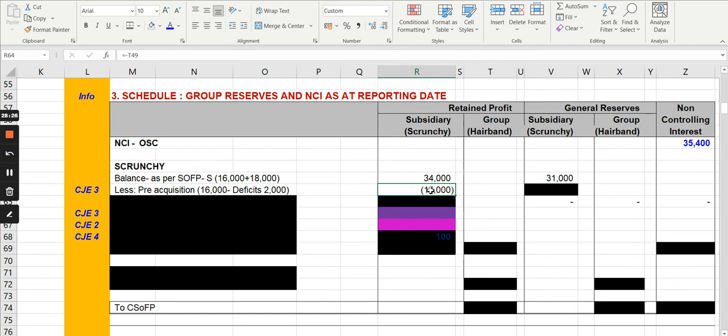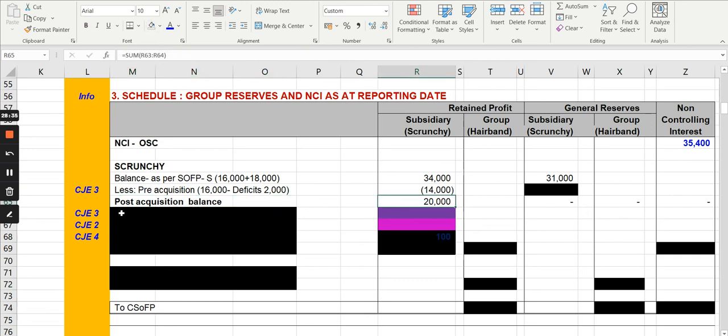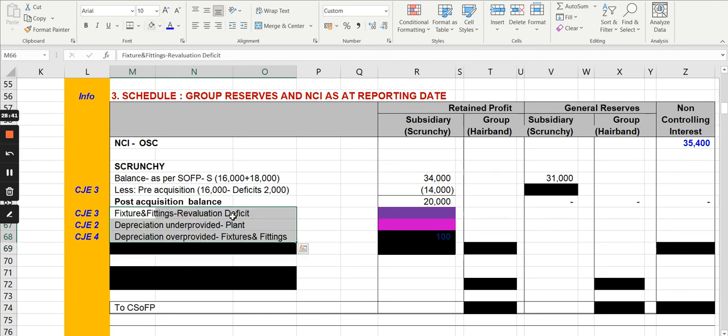So that will become 14,000. And now you have the post-acquisition profit balance here to be 20,000, and you will proceed with the adjustment on depreciation that we have done earlier. For the revaluation deficit, you have 2,000 there, right? That you debit to your retained profit or profit or loss and credit to your fixtures account.